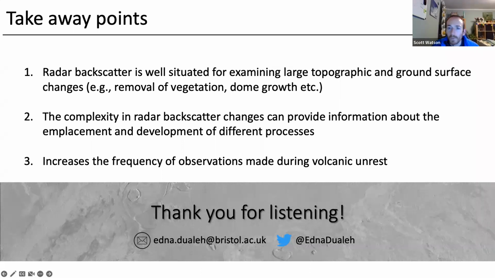Thanks, Edna. We've got some questions in the chat now, so we'll start with Michael. Hi Edna, great talk. Would it have been possible to map pyroclastic flows and lahars emanating from La Soufrière during its explosive phase?